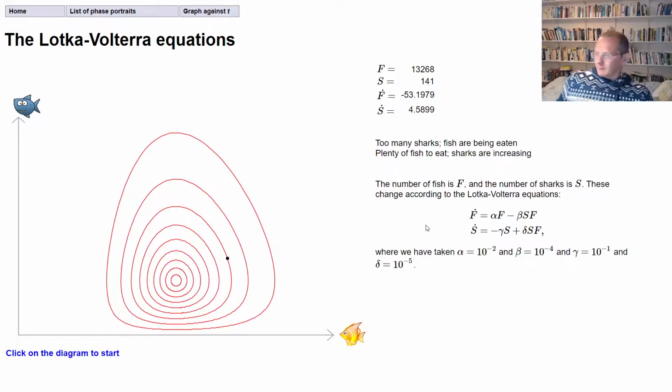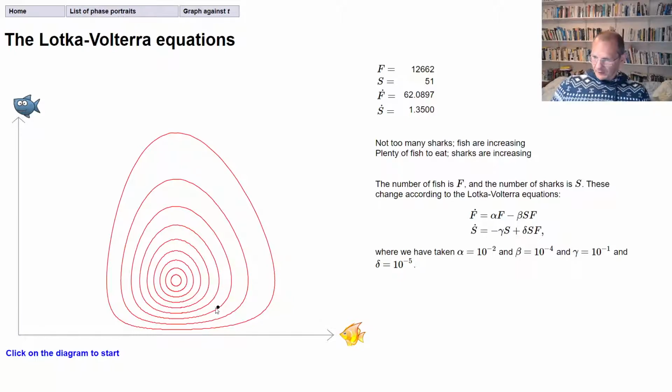And we're going to examine the solutions in terms of the so-called phase portrait. So you've got this diagram here. The horizontal axis is F, the number of fish. The vertical axis is S, the number of sharks. And so we put a little point on this phase plane, and we see how it evolves. So at the moment here, the numbers are given like this. There's 12,000 odd fish and 51 sharks.